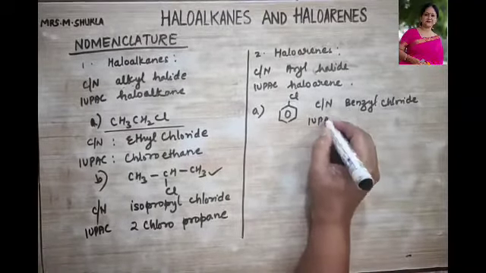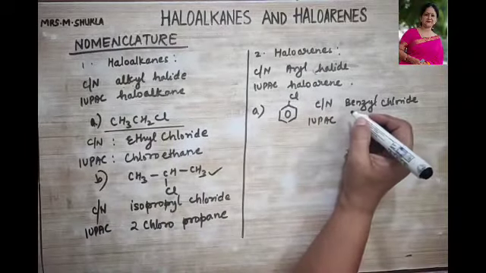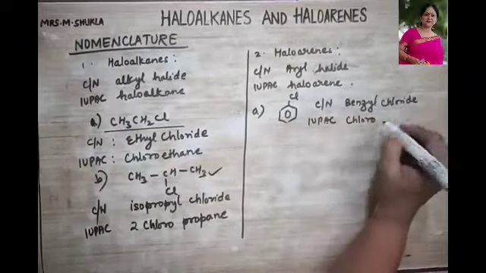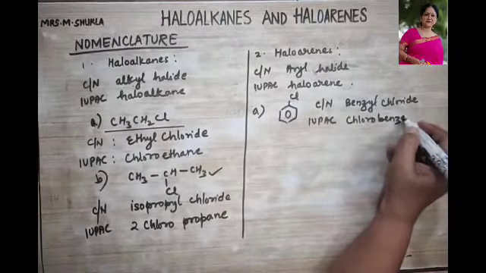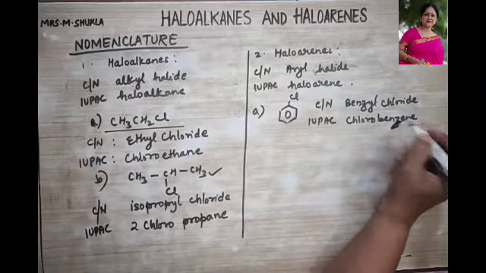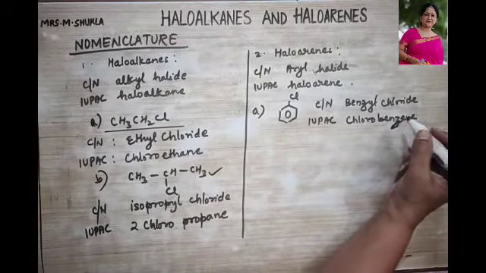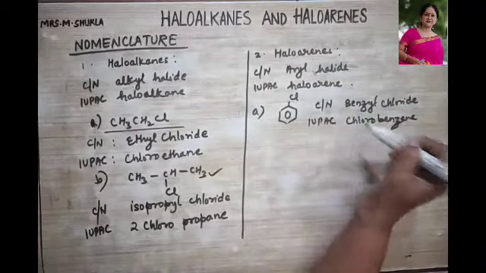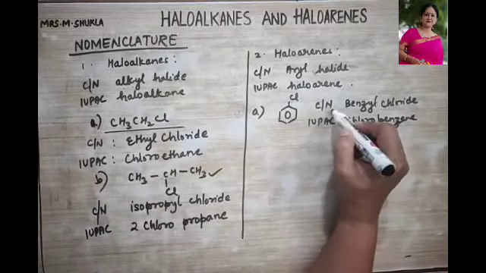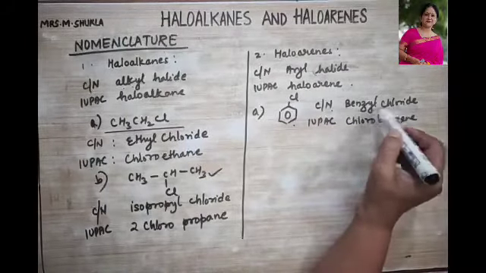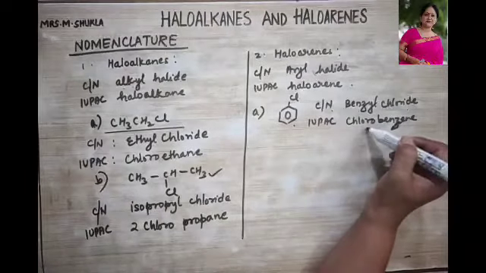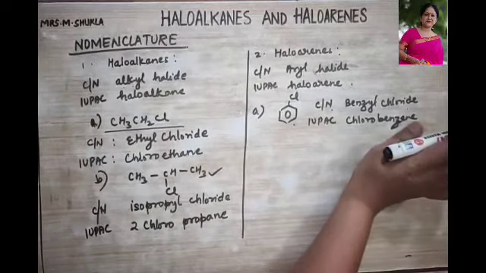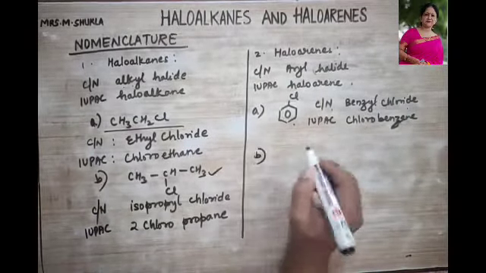What is the IUPAC name to it? The IUPAC name of this will be halo. What halo? Chloro. Arene is what? Benzene. Chlorobenzene. Followed? This is the IUPAC name of this, right? This particular compound is very common and it's commonly also termed as chlorobenzene. Common name to this particular compound apart from aryl chloride also could be chlorobenzene. It is very commonly known by this chlorobenzene name as well. Let's take another example.